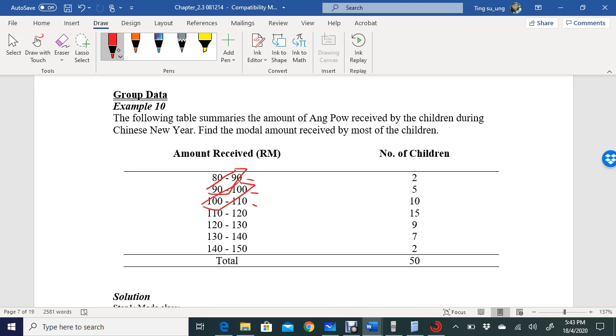If you want the upper boundary or lower boundary, for this case it will be the same. For this class, the lower boundary is still 80 and the upper boundary is still 90. Same goes with this one: the lower boundary is still 90 and the upper boundary is still 100. Is that okay?